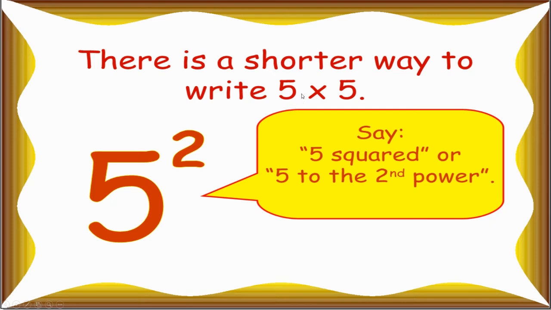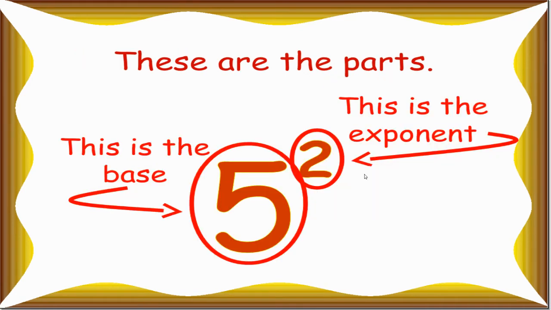So there's a shorter way to write 5 times 5, and this is the picture of it. 5 squared. We say 5 squared, or 5 to the second power, or some other people say 5 raised to the power of 2. 5 squared has two parts. The base, which is the 5, written in big size, and the exponent, which is 2, and that is our squared. It's usually written in a smaller number on top of the base.